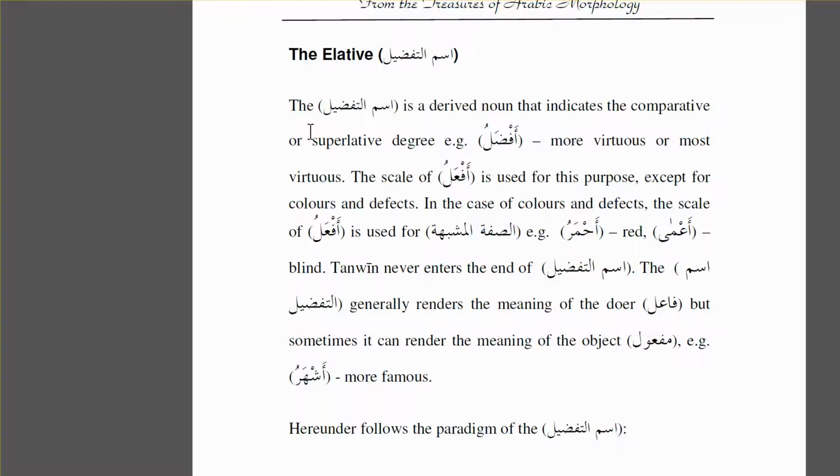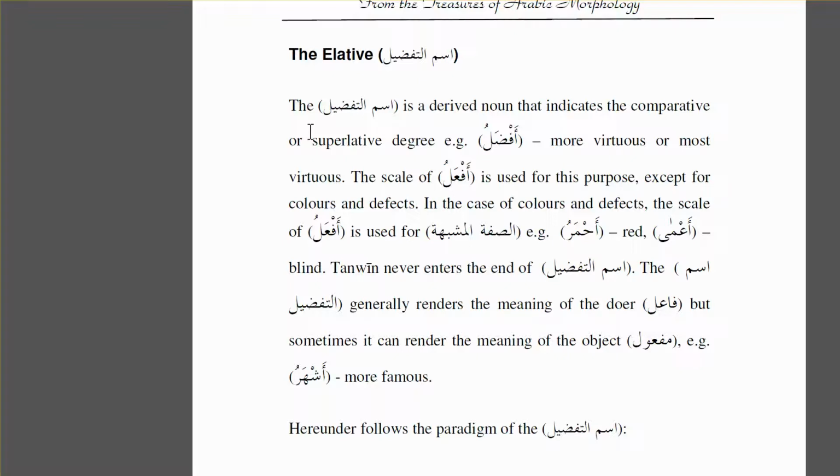And ismi tafdil is a noun that indicates the comparative or superlative degree. So the most of something, or you would say more of something, or most. So you would say, for example, the word which we all say all the time, which is Allahu Akbar. So Akbar is on the form of ismi tafdil. Ismi tafdil, the most virtuous, afdalu. The scale of af'alu is used for this purpose.